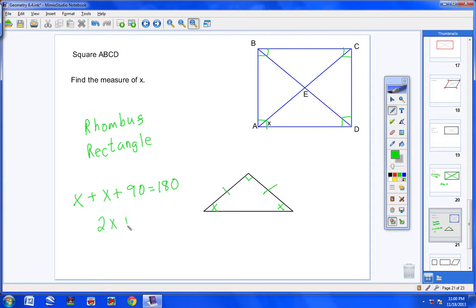X plus X is 2X plus 90 equals 180. Now bring the 90 over and make it negative. 180 minus 90 is 90. And now divide by 2. And x equals 45. So there we go.